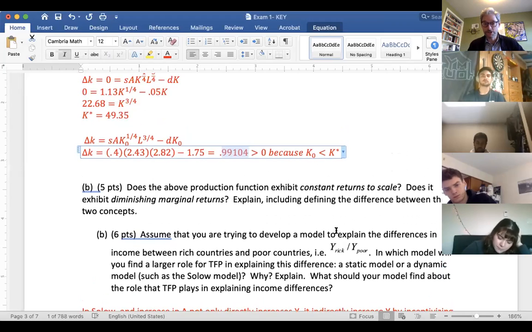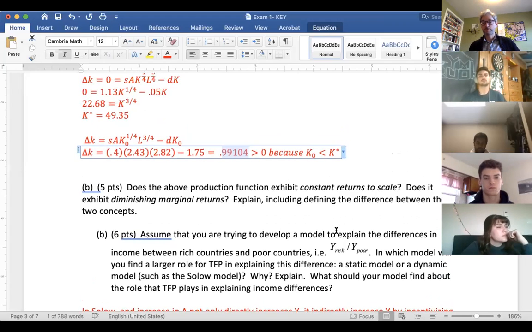How about diminishing marginal returns? Diminishing marginal returns say if you increase one input while holding the other input constant, the marginal product of that input that's increasing goes down, right? So in other words, if we're talking about the diminishing marginal returns to capital, the marginal product of capital goes down as the level of capital goes up. And yes, this production function exhibits that as well.